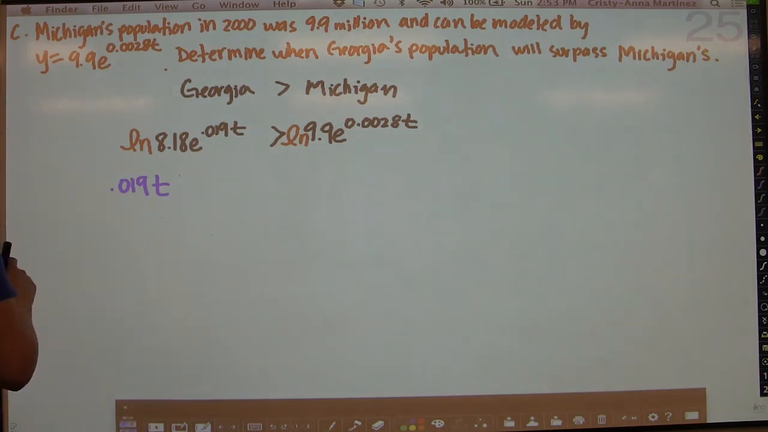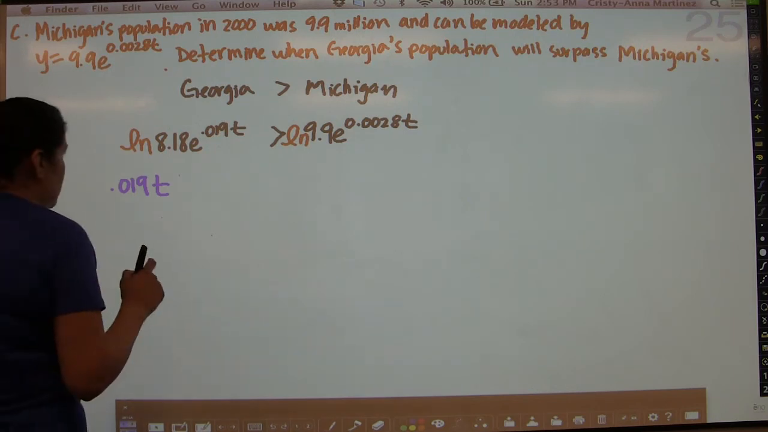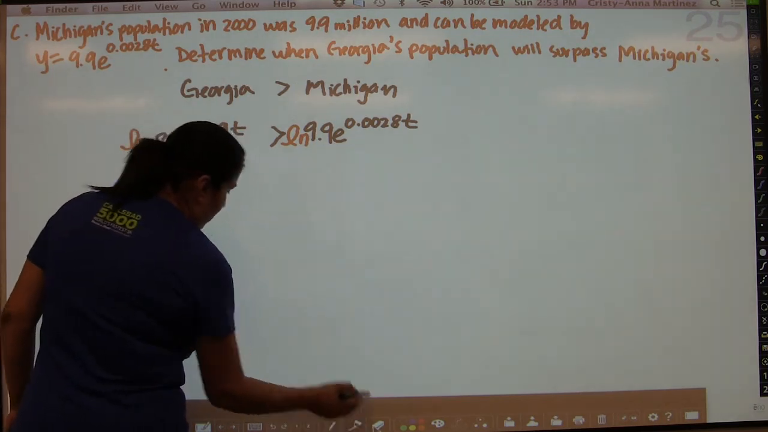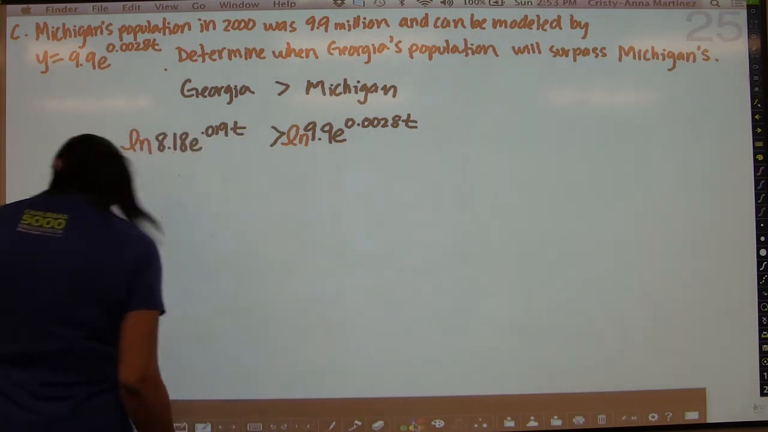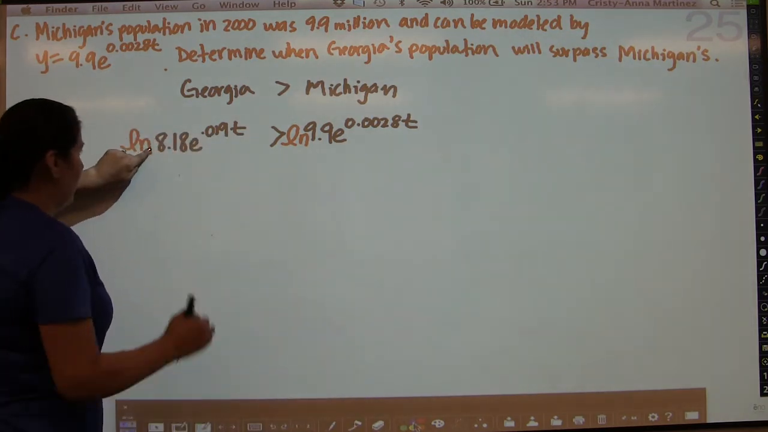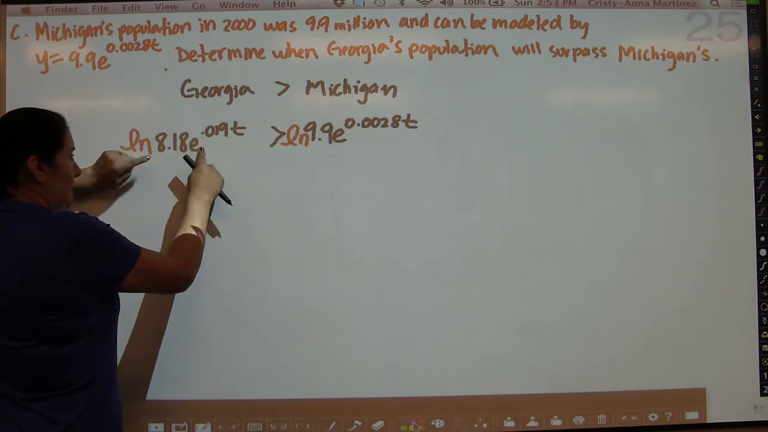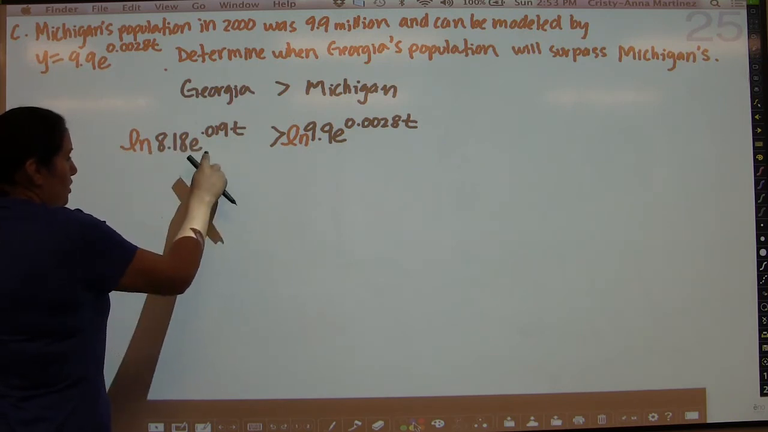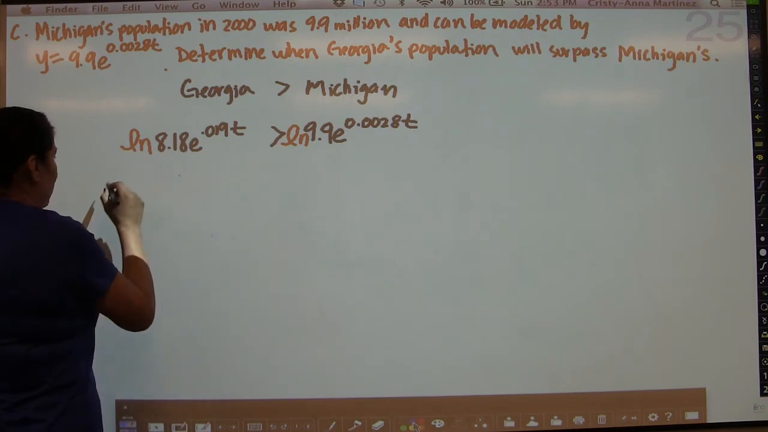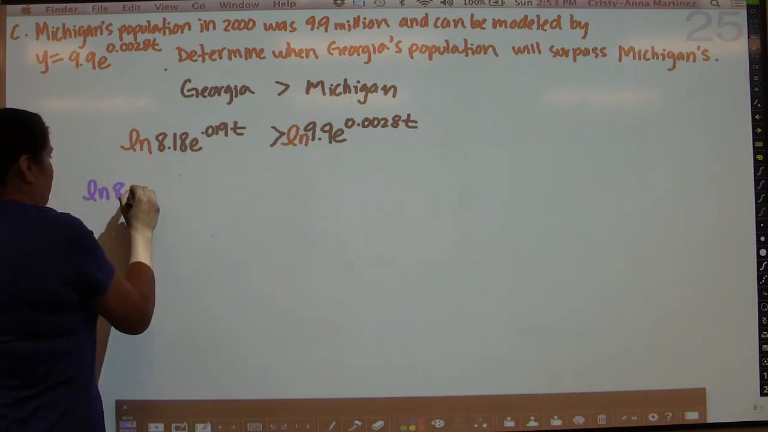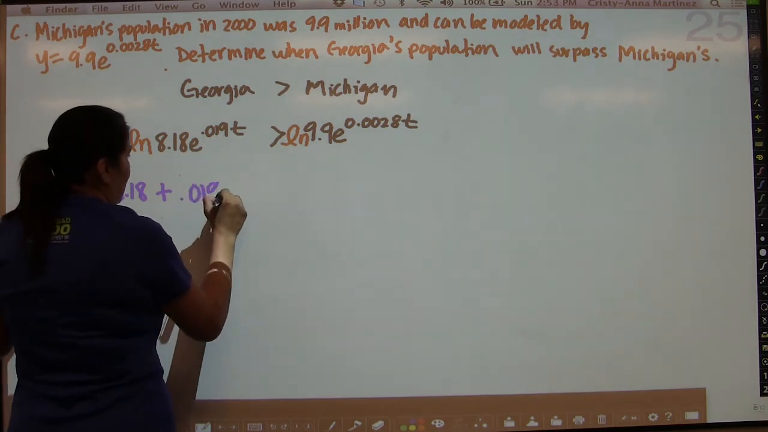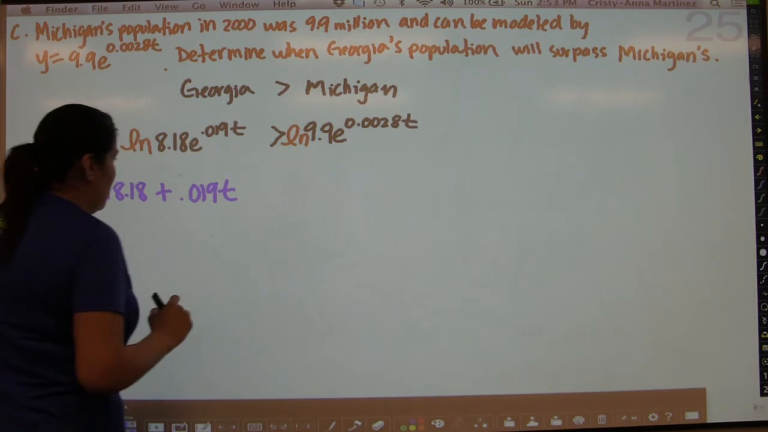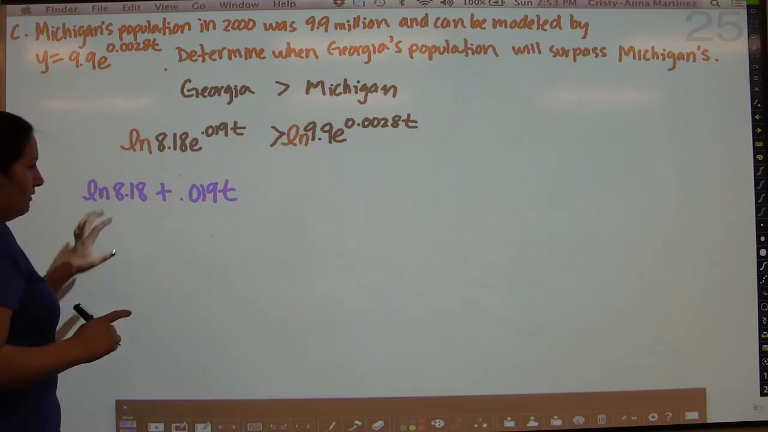I'm not sure that's what I want to do, but I think I will. Yes. The problem here is, sorry, my bad. That is what I want to do, but we have an issue real quick, but we'll address it right now. So what you have here is the ln of a product, 8.18 times e to the whatever. Remember that when you have a product, you have to split it into addition. So I'm going to end up with ln of 8.18 plus 0.019t. All right?